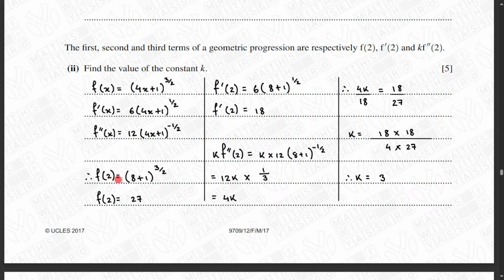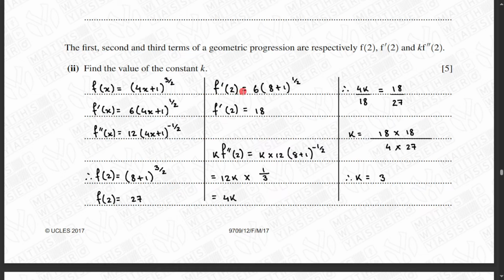So f of 2 must be 4 times 2, which is 8. So it will be 8 plus 1 to the power 3 by 2, which is basically 9 to the power 3 by 2. And we know that 9 is a square number. So that can also be written as 3 square to the power 3 by 2. Simplifying that, we get 3 cube, which is 27.